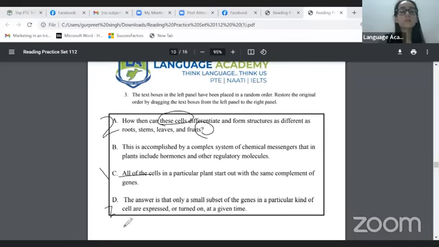So whenever there's a question, we have to put the answer right after. The answer is that only a small subset of the genes in a particular kind of cells are expressed or turned on at a given time. And how this happens, this is accomplished by a complex system of chemical messengers that in plants include hormones and other regulatory molecules.